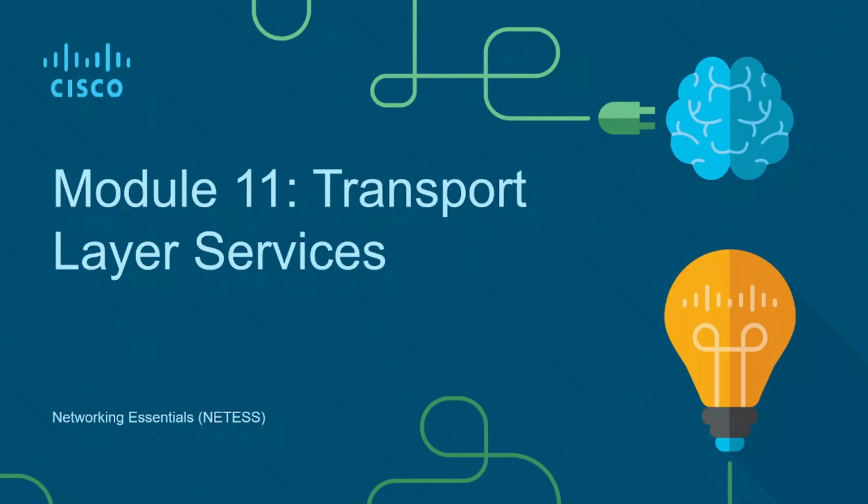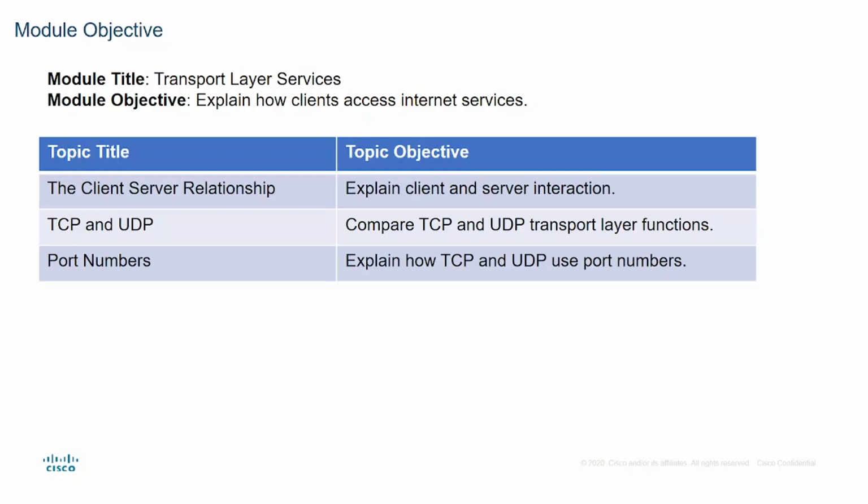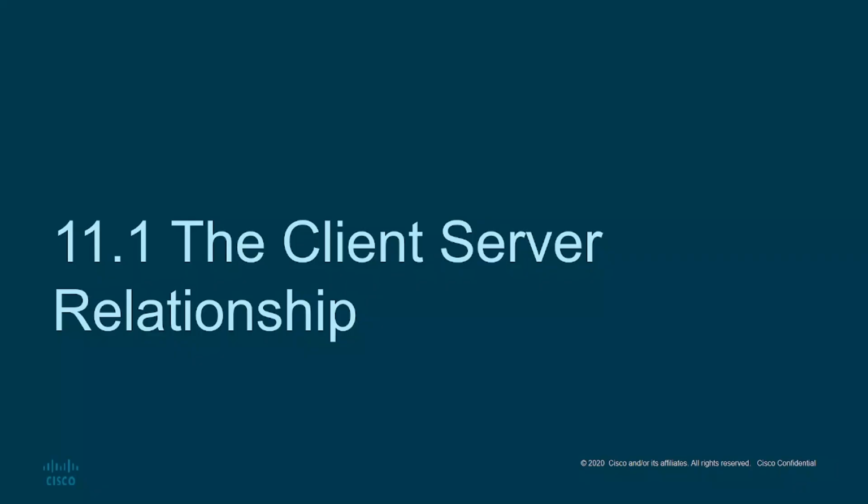Now, let's look at module 11, transport layer services. I'm going to be explaining the client-server relationship, TCP and UDP, and port numbers. You will understand what port numbers are, and how TCP and UDP use port numbers. TCP stands for Transmission Control Protocol, and UDP stands for User Datagram Protocol.